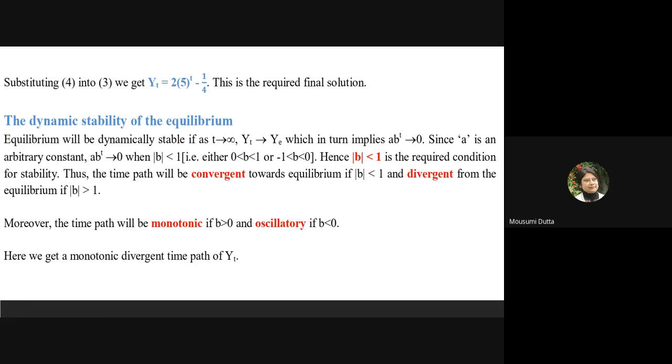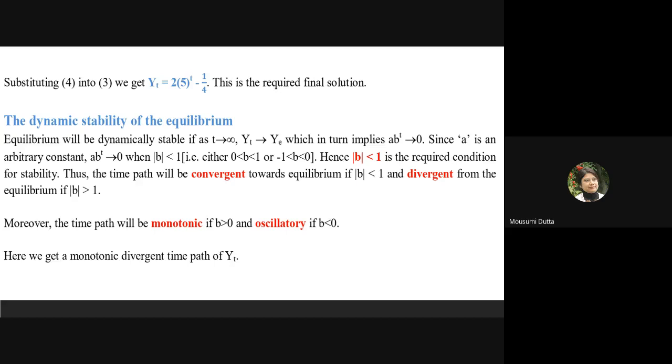Now, in this case, what is the value of mod b? 5. So, what will be the nature of the time path? Divergent. So it is not dynamically stable because the b value is 5, mod b is also 5. So we are not getting a convergent time path here. For this particular example, we are getting a divergent time path. Okay. So the answer to the second question is done.